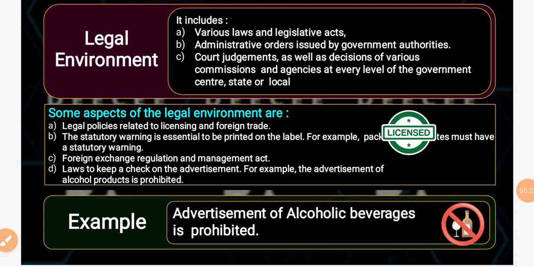So these are basically the five dimensions, or we can say the forces that are part of general forces. First one is economic dimension, second is our social dimension, third is technological, fourth is political, and fifth one is legal dimension, or we can say legal environment.